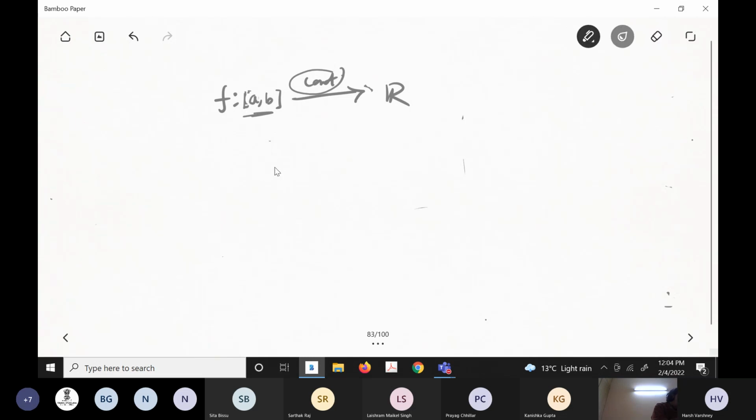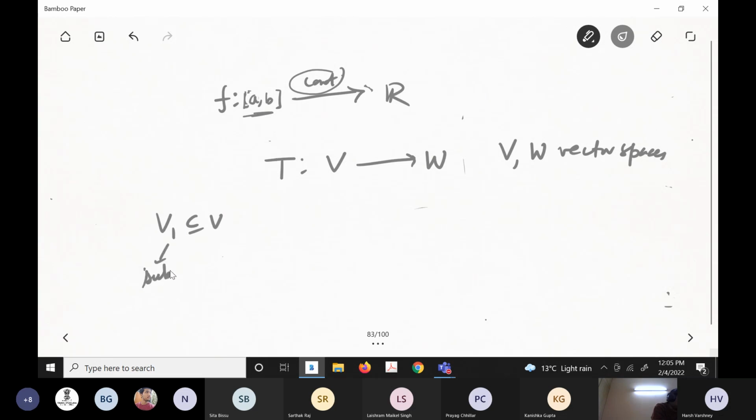Suppose you are doing linear algebra. You have two vector spaces, V and W, and a linear map T from V to W. These are vector spaces; it doesn't matter, you can take them over R if you feel comfortable. Now if V1 is a linear subspace, then if you restrict T to V1, it will also be linear.